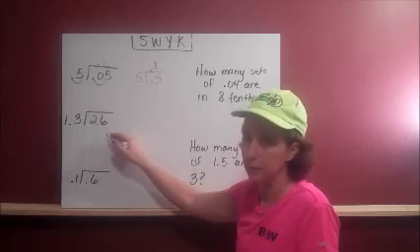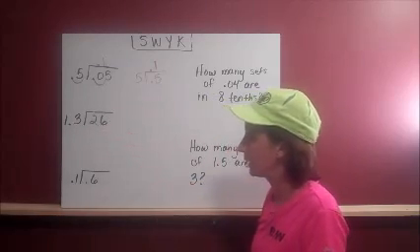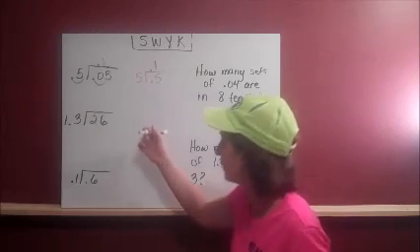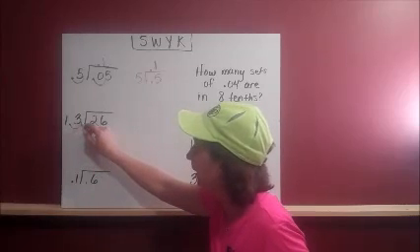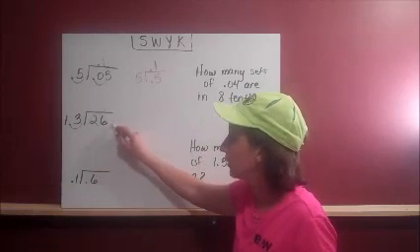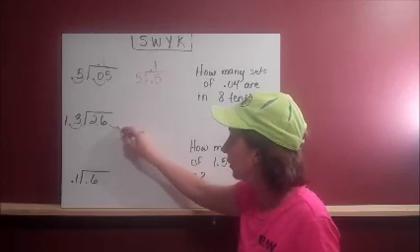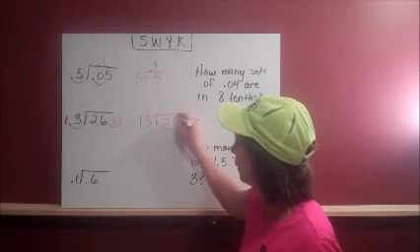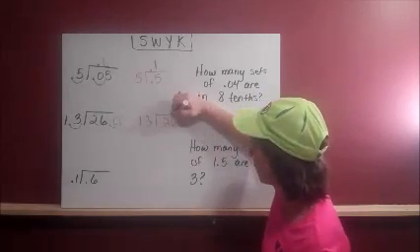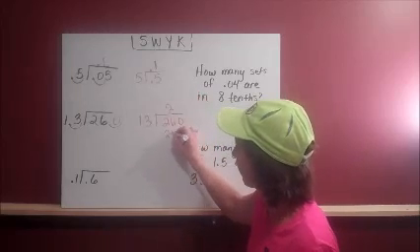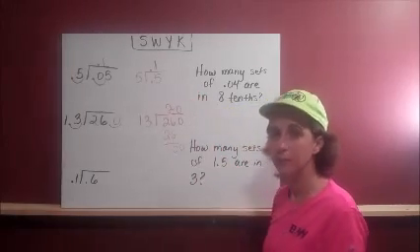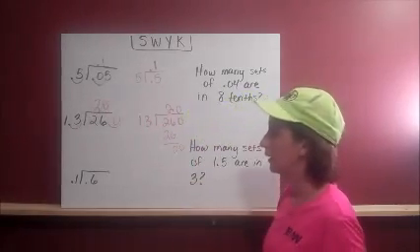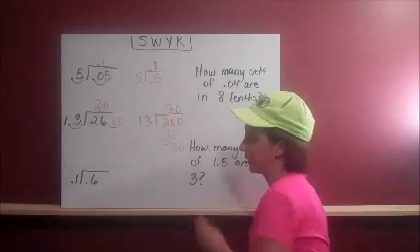1.3 into 26, or 26 divided by 1.3. Or how many sets of 1.3 does it take to make 26? So, because there is a decimal here, we have to move it once. Because there is no decimal here, we use the understood decimal, that's at the end of every whole number. And our new problem is 13 into 260. And the answer is 20. So how many sets of 1.3 are in 26? 20. The problems are equivalent, the answers are the same.